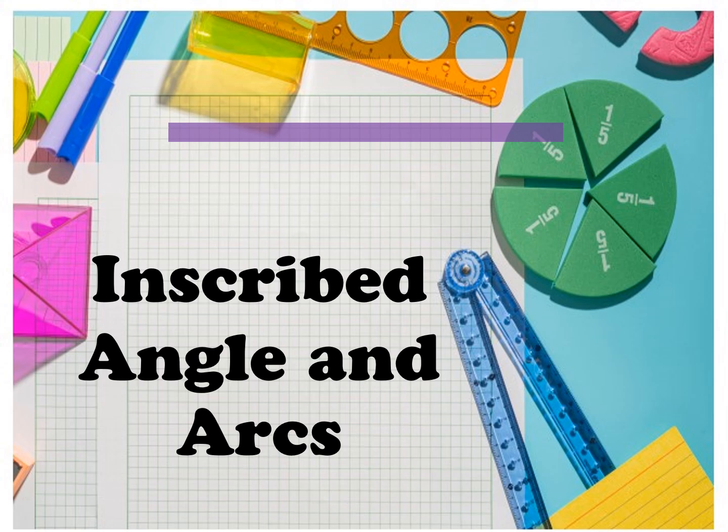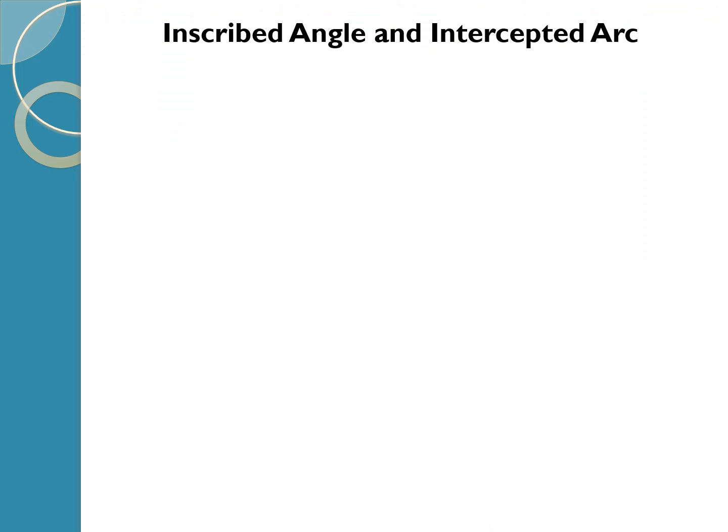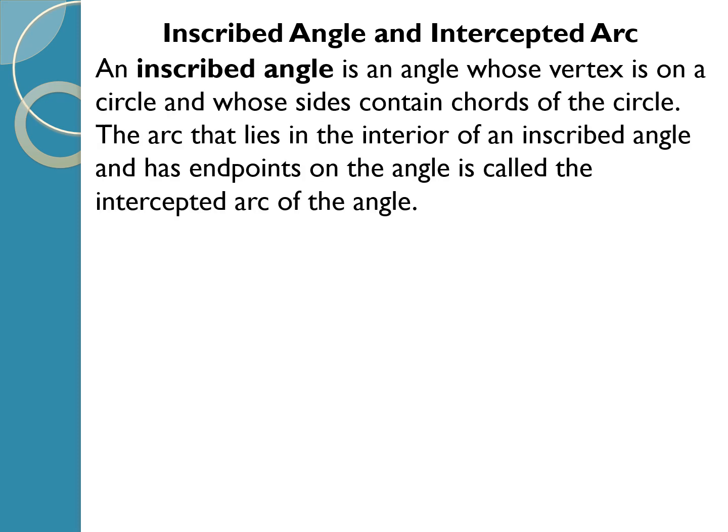In this video, we will discuss inscribed angle and arcs. Let us define inscribed angle and intercepted arc. An inscribed angle is an angle whose vertex is on a circle and whose sides contain chords of the circle. The arc that lies in the interior of an inscribed angle and has endpoints on the angle is called the intercepted arc of the angle.